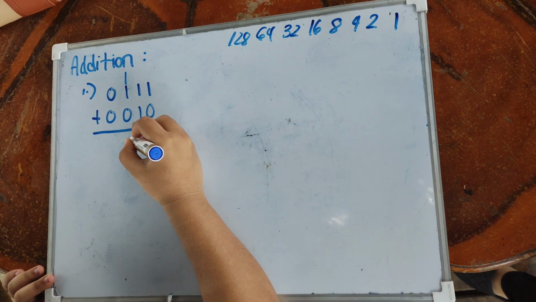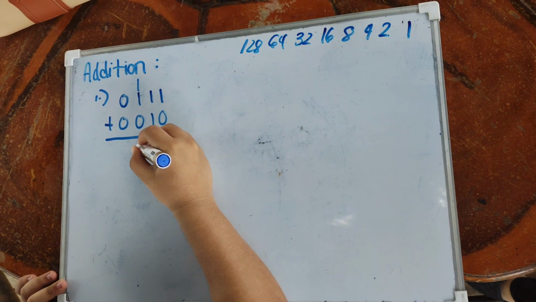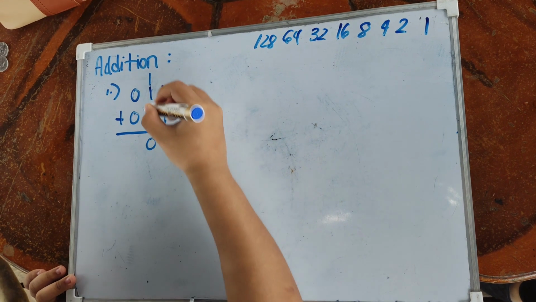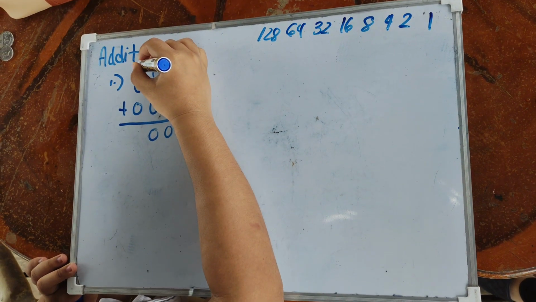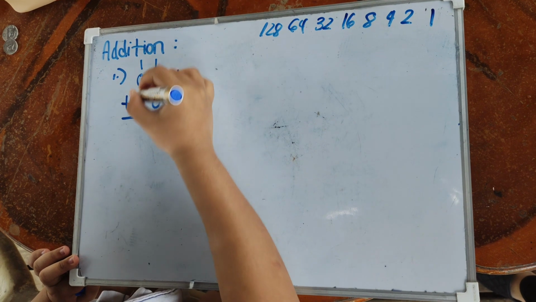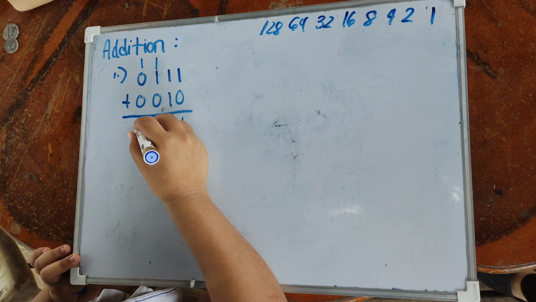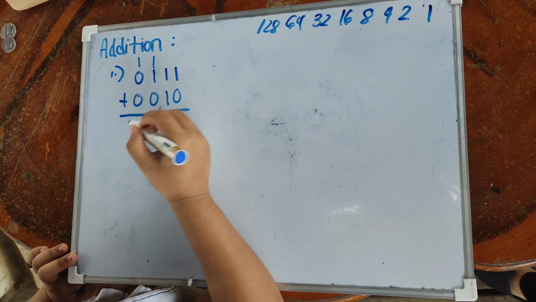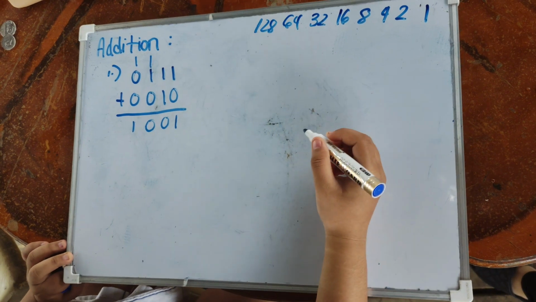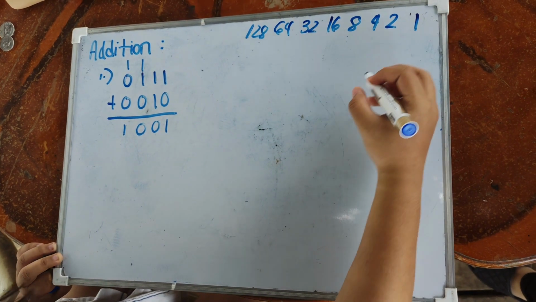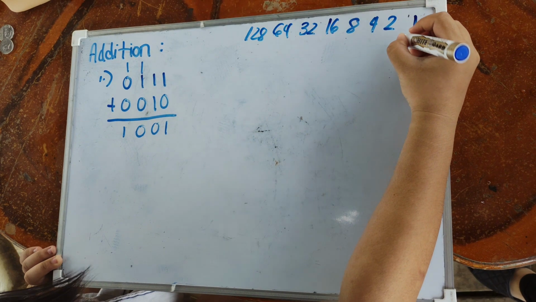Add the next bits, including the carry, which are 1 and 0, and the carry from the previous step. The sum is 1, 0, 0. Write down the 0 and carry the 1 to the next column. Now you add the last bits, including the carry, which are 0, 0, and the carry from the previous step. The sum is 1, 0, 0, 1. And that's where you get your answer, 1, 0, 0, 1.